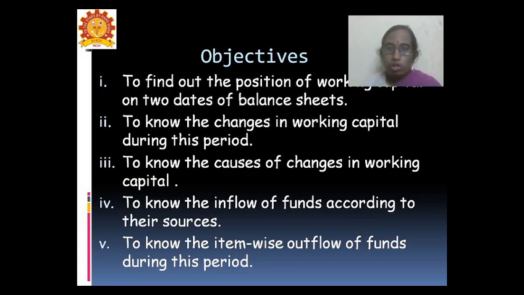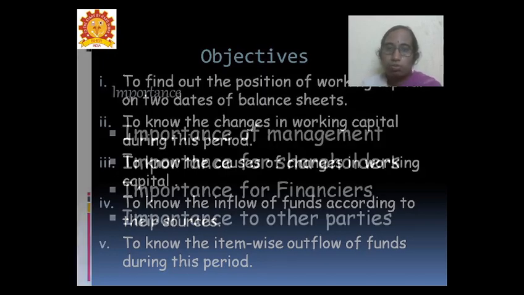So in this fund flow statement, we are not only assessing the working capital need and changes, but we also have to find out what are the sources of funds and the uses of funds. And the final objective, to know the item wise outflow of funds during the period. So when we have the 2-year balance sheet, from that we are able to find out the working capital changes position and also the fund flow statement of the sources and uses of funds, which is called the fund inflows and outflows during the period of the 2 years.